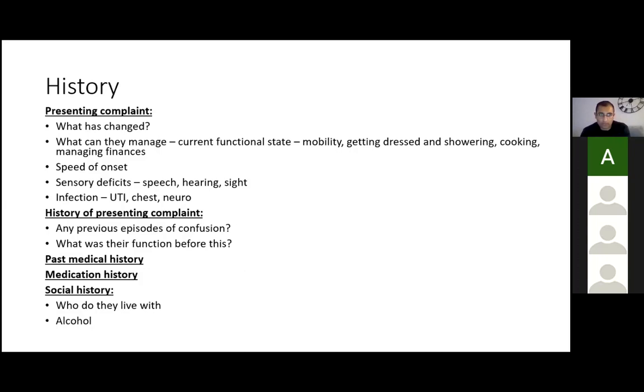So when you're taking a history of someone who's confused, you might get called to this as the on-call junior doctor. Presenting complaints: what has changed, what can they manage, their current functional state. So in terms of mobility, getting dressed, showering, cooking, managing their finances, meals, how quick was the onset of this confusion? Sensory deficits, so speech, hearing, vision, and then any other signs of infections anywhere, so urinary infections, chest infections, neural infections.